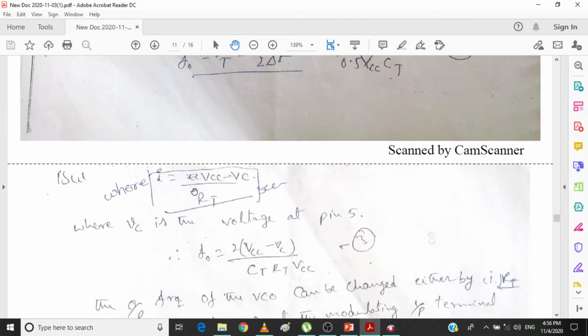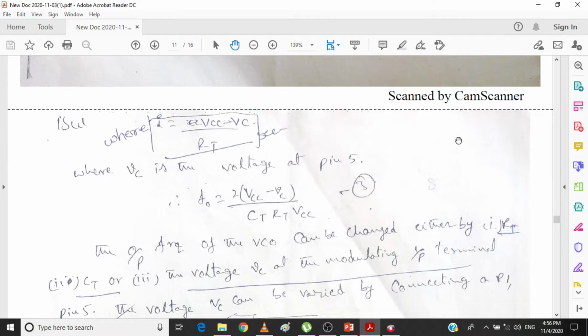So substitute this value in equation number 2, then you will get equation number 3 like this. So finally, f naught equals 2 into (VCC minus VC) by CT RT into VCC. So this is the f naught value.